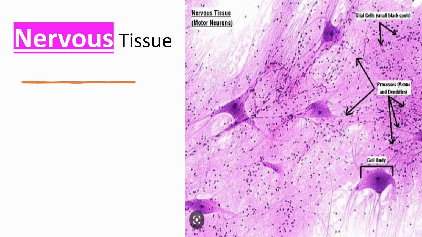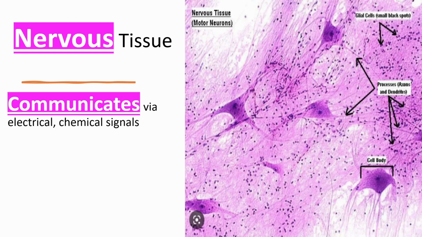The last kind of tissue is the nervous tissue. Nervous tissue, as the name suggests, is found in your nerves. It communicates using electrical and chemical signals. By far, of all the tissues, this is the one I geek out about the most. I'm not going to be able to spend too much time.